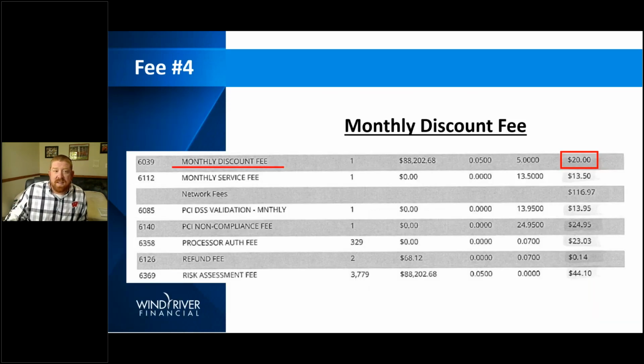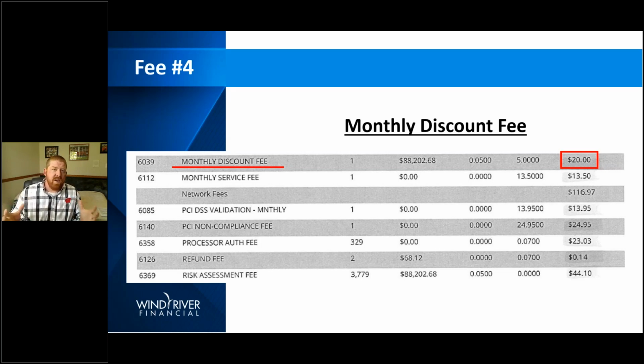Moving on to the next fee here. Really the way that our industry works is the card companies, or the processors, like Wind Rivers of the world, we are paying Visa, MasterCard, Discover, and American Express on your behalf throughout the month, and then take the fees out at the end of the month. That's what's called monthly discount.